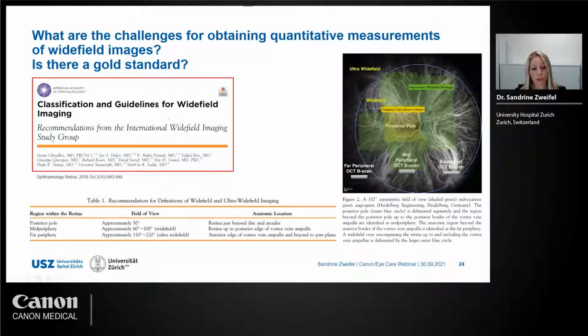What are actually the challenges when you have to think about obtaining quantitative measurements or also qualitative measurements in widefield images? First, of course, you need to have a consensus definition. When do you speak about widefield or mid periphery, and when do you talk about the far periphery or ultra widefield?